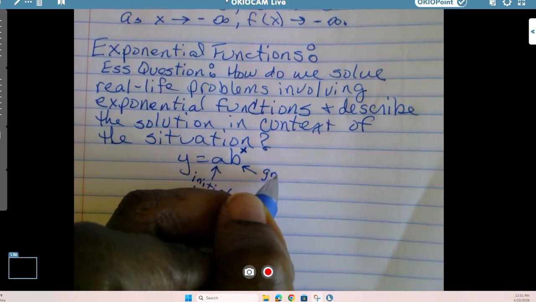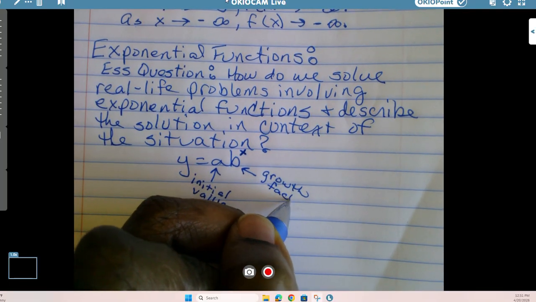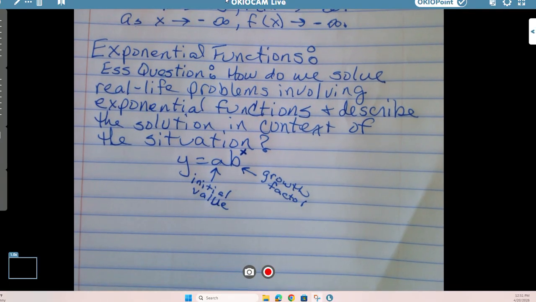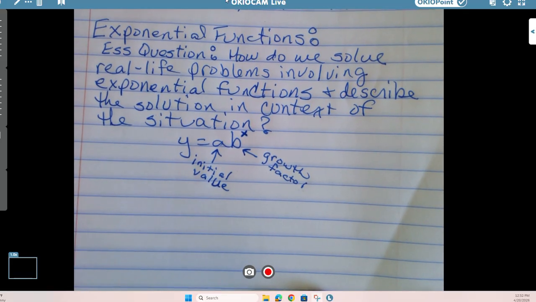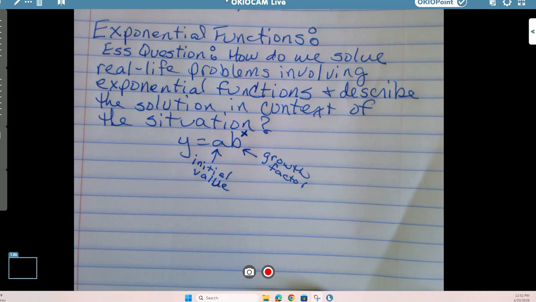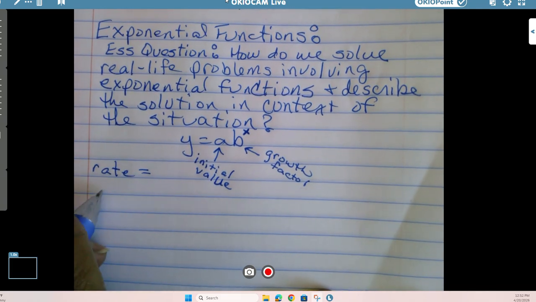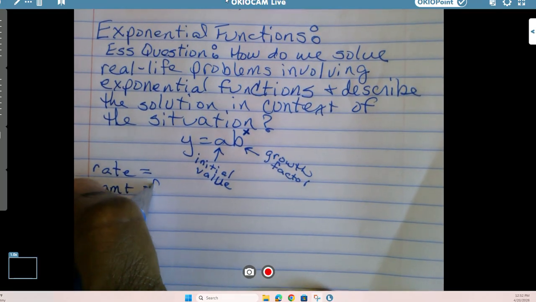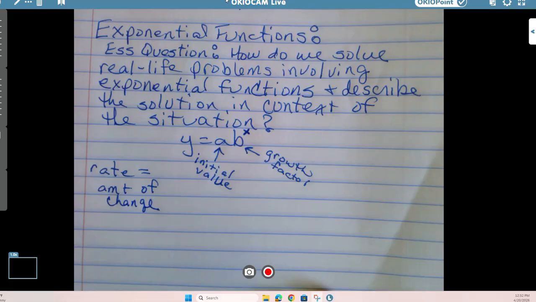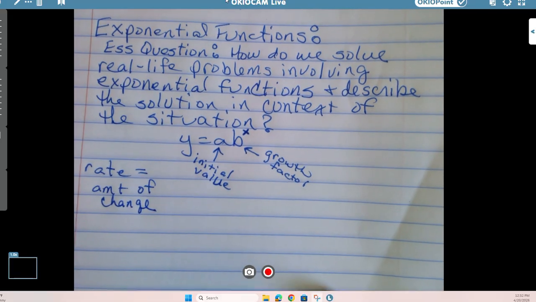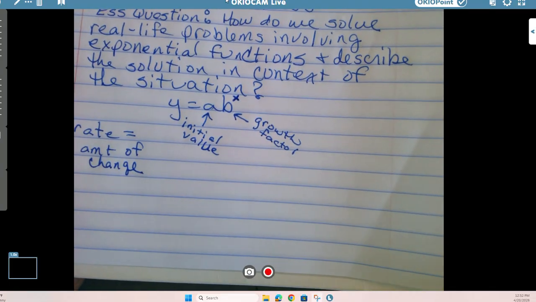So here it is. Y equals a times b to the x. A is the initial value. B is the growth factor. The rate is the amount of change. We'll talk about that later. All right, one problem for this, and we're going to go practice with it.